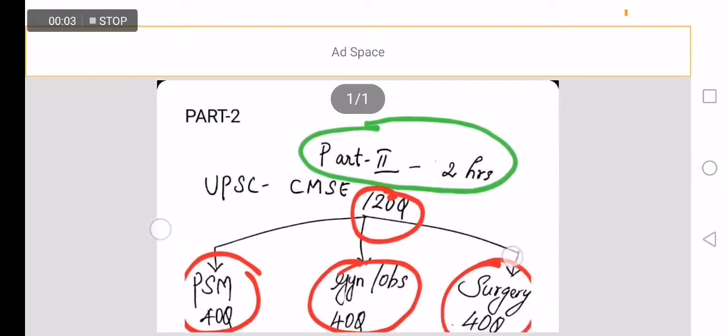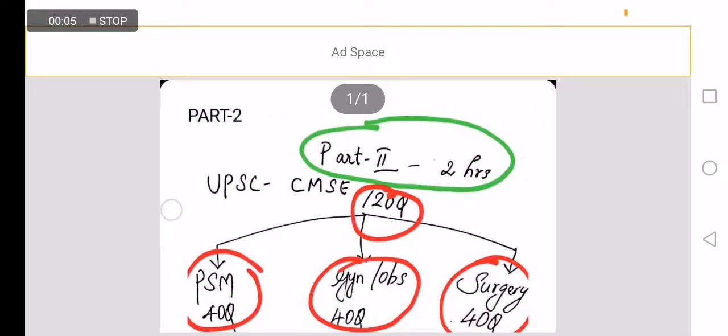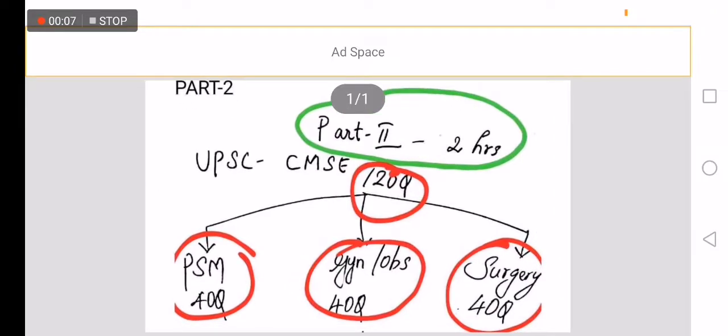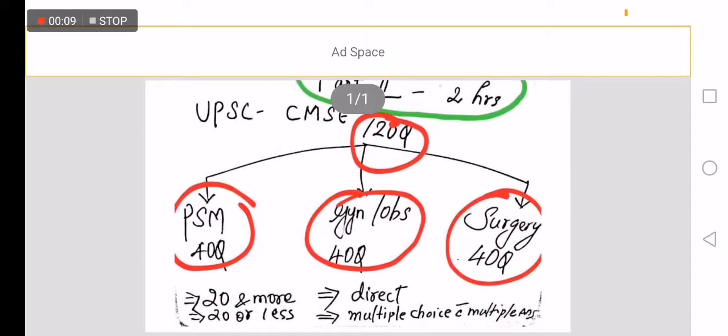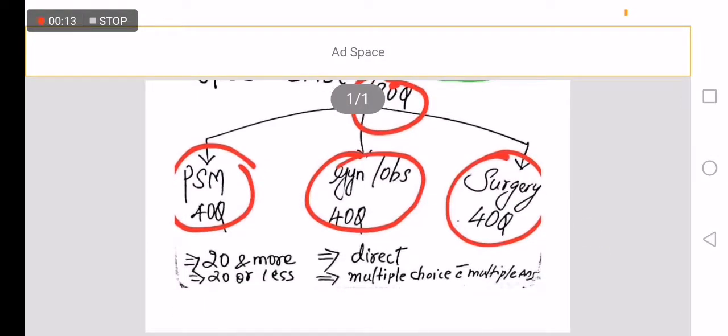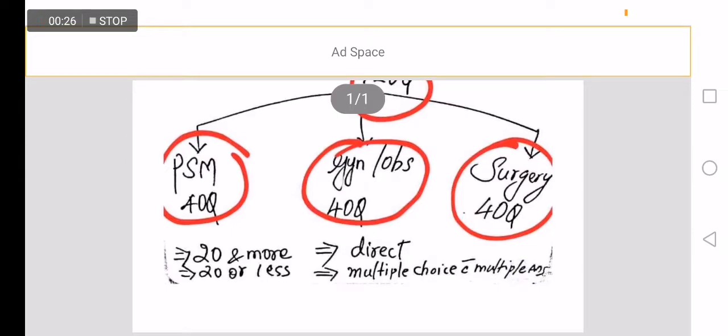Today we are going to talk about part 2 of the UPSC Combined Medical Services Examination. Part 2 consists of 120 questions. We can divide it into 3 subjects: PSM, Gynecology and Obstetrics, and Surgery. Each subject carries 40 questions, that is PSM 40 questions, Gynecology and Obstetrics 40 questions, Surgery 40 questions.